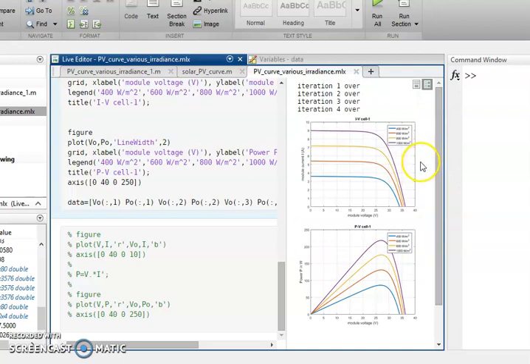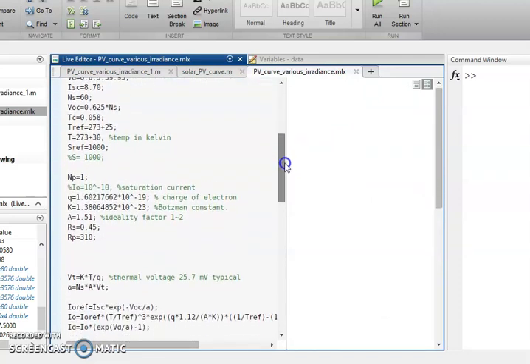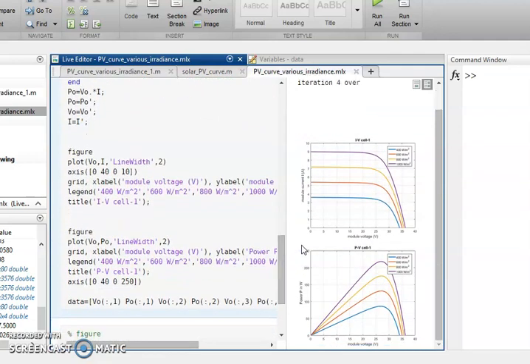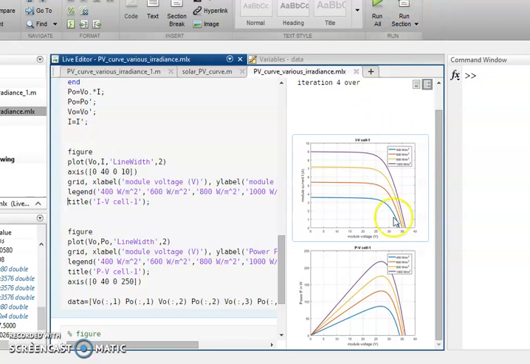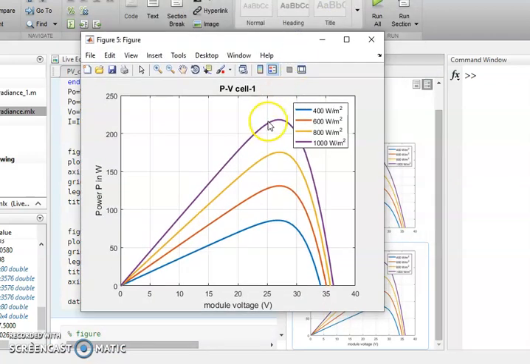For obtaining the voltage and the power of the PV panel at different irradiance, I used MATLAB programming. So here you can see the MATLAB M file. With this file I developed the PV curve of the panel at different irradiance. Here you can see this one represents the current and voltage, whereas this curve represents the power and voltage of the panel.